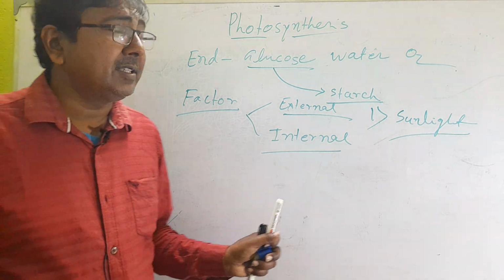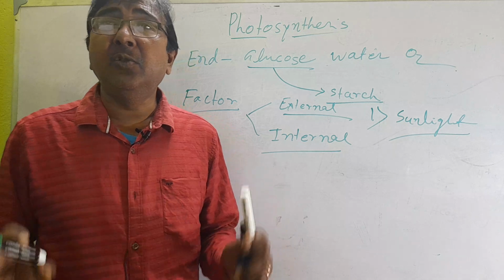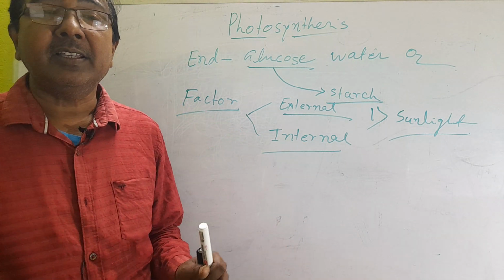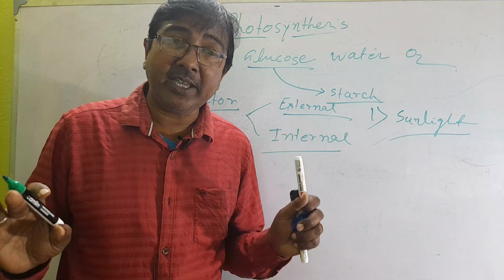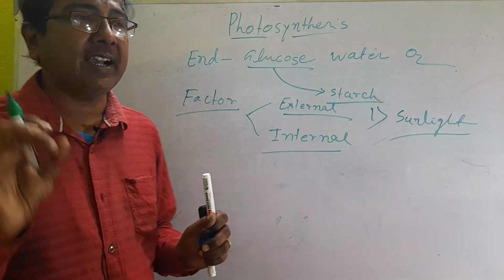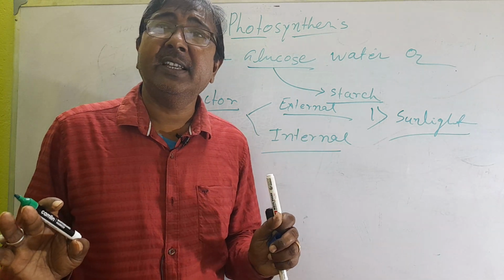So the seven colors are present, and red and blue color do maximum photosynthesis. Okay, red and blue color do the maximum photosynthesis.